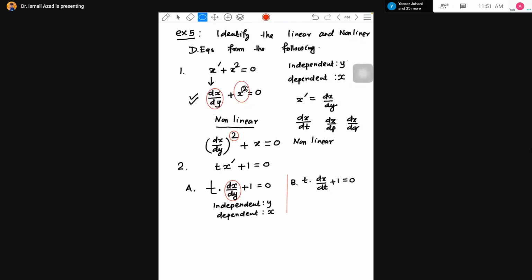So we do not have a free x, meaning a free dependent variable, so we will not talk about that. It is finished. Now here only dx by dy is the derivative and its degree is 1. So the first point passed, absolutely no problem. And also there is no term like x into dx by dy. Is it there?